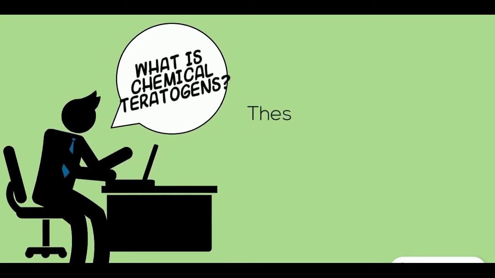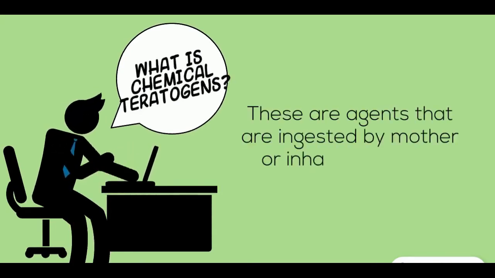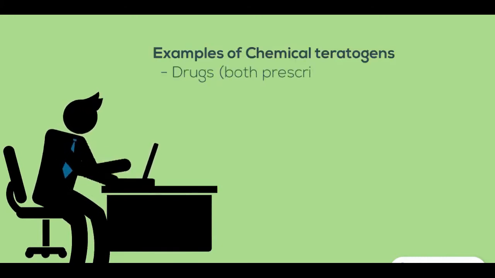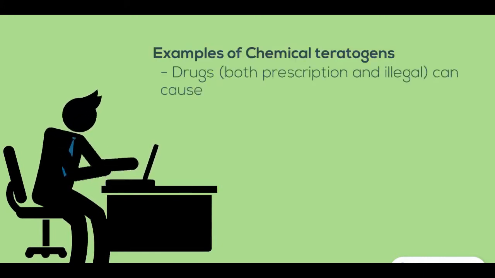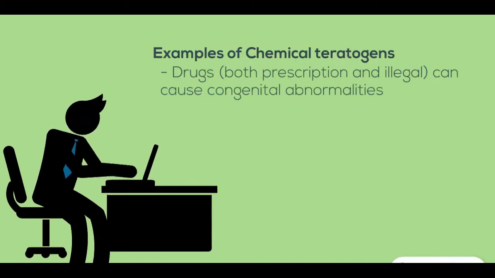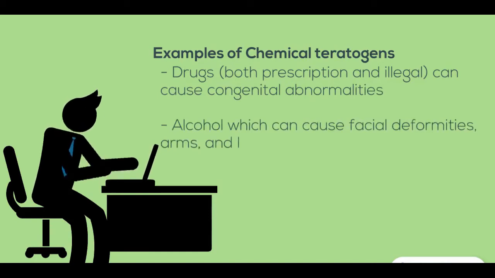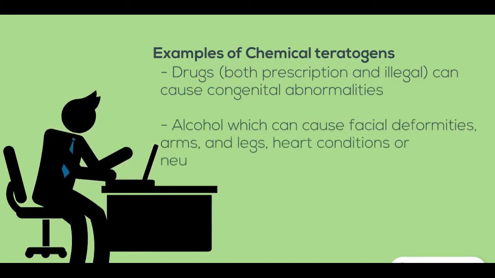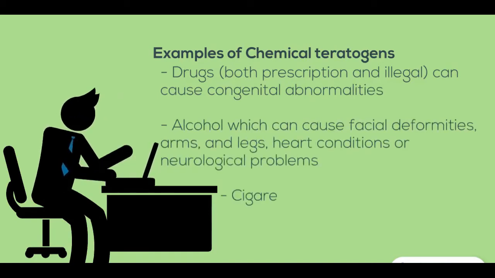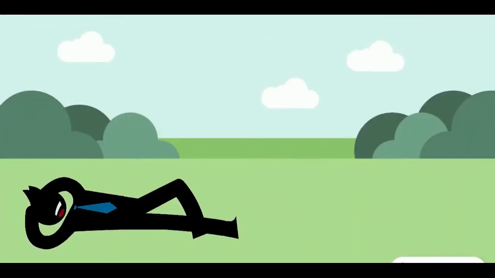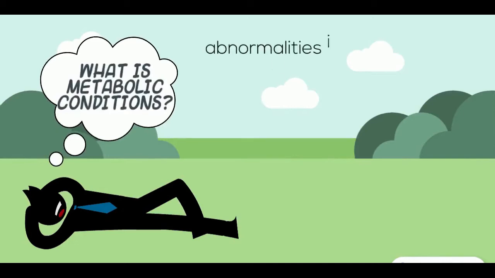What are chemical teratogens? These are agents that are ingested by the mother or inhaled from the environment. These are examples of chemical teratogens. Drugs, both prescription and illegal, can cause congenital abnormalities. Alcohol, which can cause facial deformities, arm and leg deformities, heart conditions, or neurological problems. Cigarettes. Environmental chemicals.